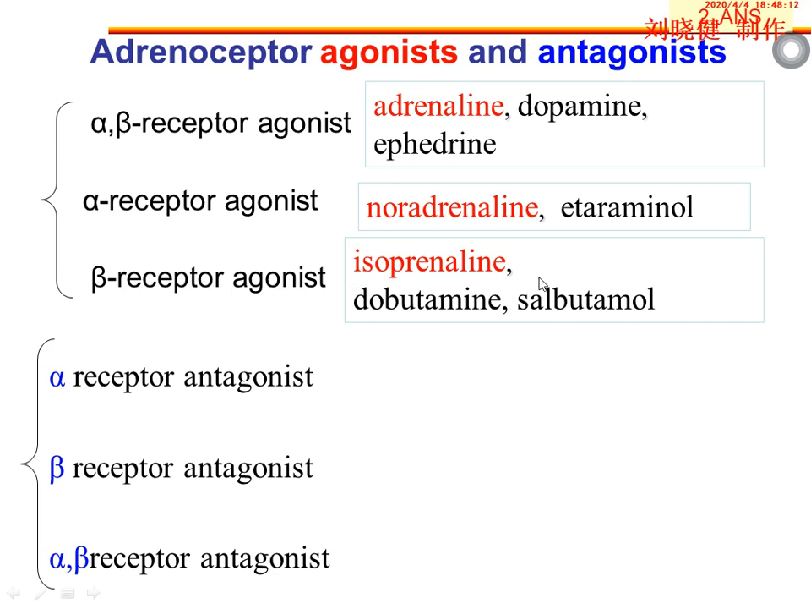Isoprenaline is a non-selective beta receptor agonist. And these three agents in red color are more important than the other preparations. Especially adrenaline: its pharmacological effect and clinical uses, you must know well.